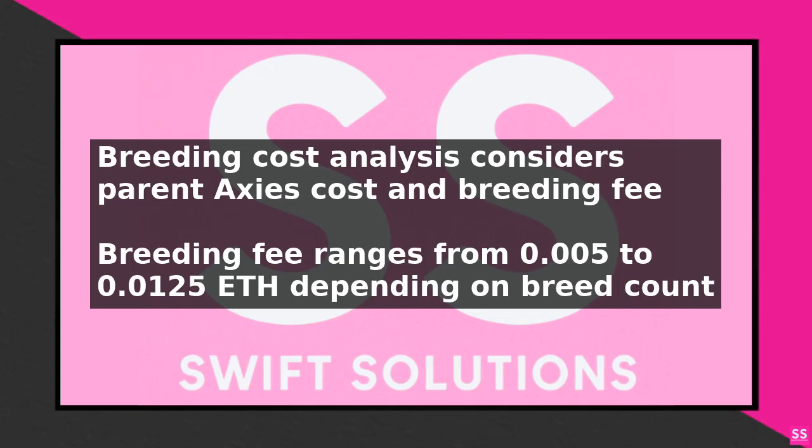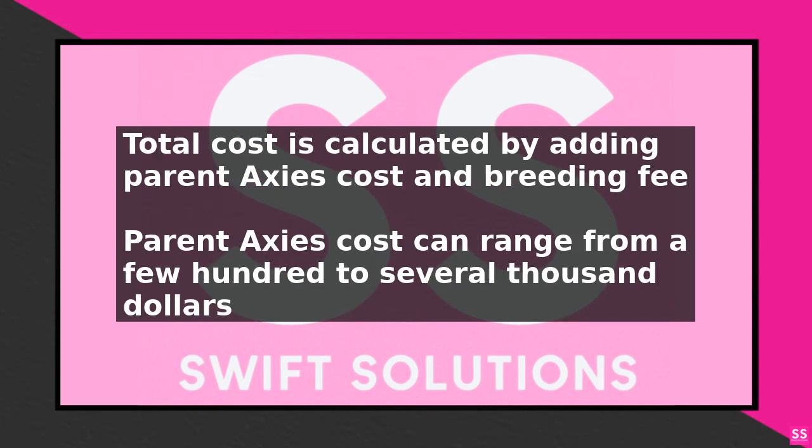Let's consider an example. Suppose you want to breed 2 Axies, each with a breed count of 2. The breeding fee would be 0.0075 ETH. You also need to consider the cost of the parent Axies, which can range from a few $100s to several $1,000s. To calculate the total cost, add the cost of the parent Axies and the breeding fee.